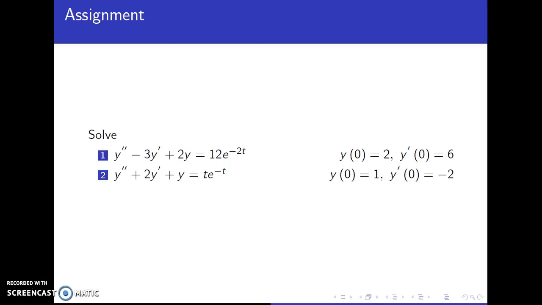Now these are some assignment problems to solve the differential equation with the help of the Laplace transform.